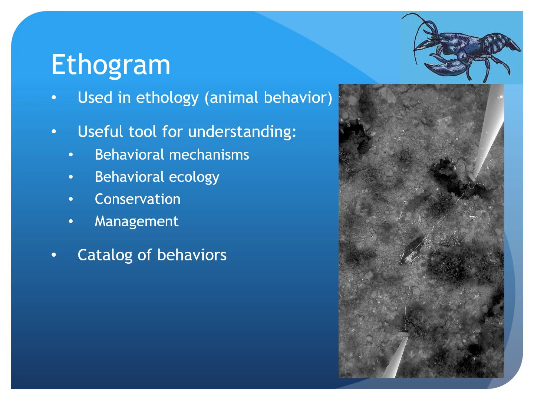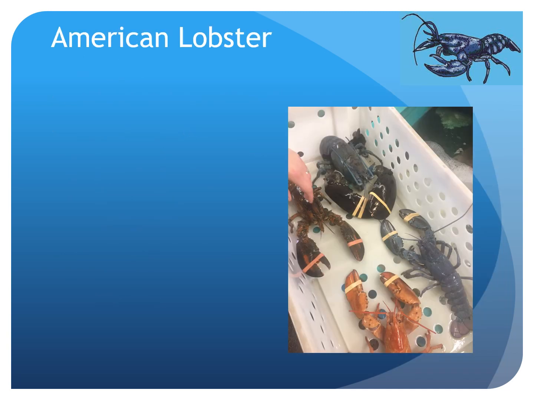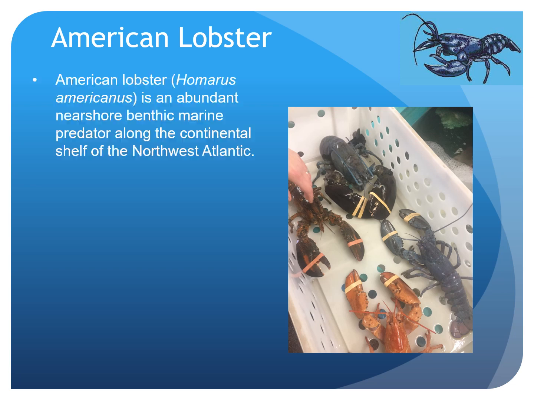At its core, an ethogram is a catalog of behaviors, with each behavior described in detailed and objective language. This is done so that, in theory, an ethogram could be picked up by anyone and used to accurately identify the behaviors being displayed by the target species. My target species is the American lobster, Homarus americanus.